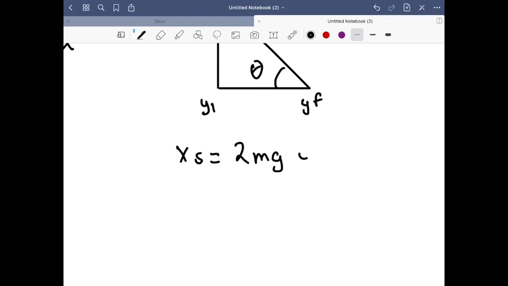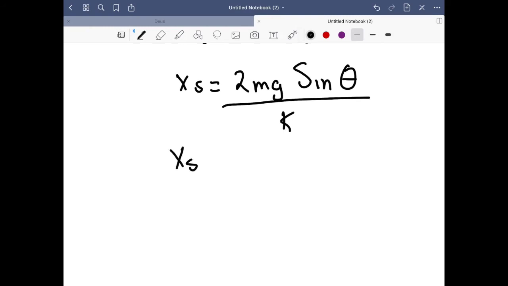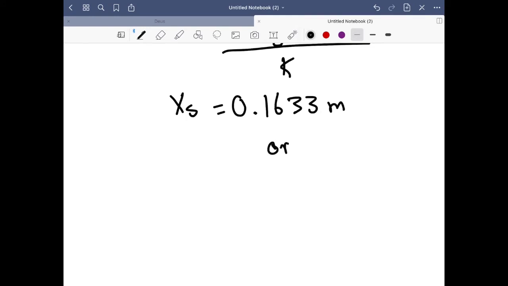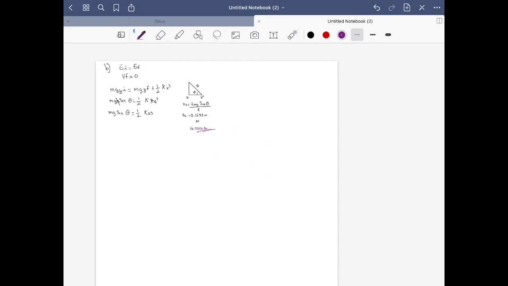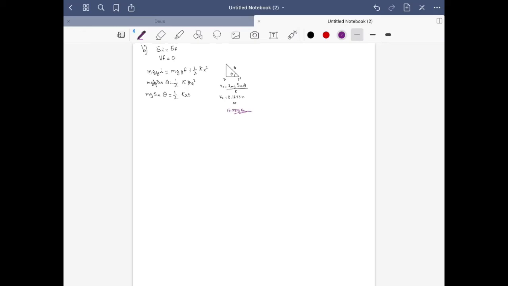And for the last step, we simply change the terms by their values. And we have that the distance is equal to 0.1633 meters, or 16.33 centimeters. And that's all for part B. Now let's pass to the next part.